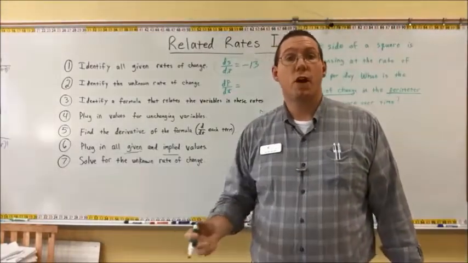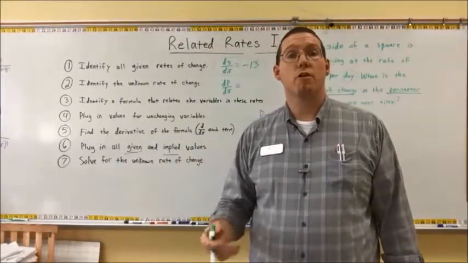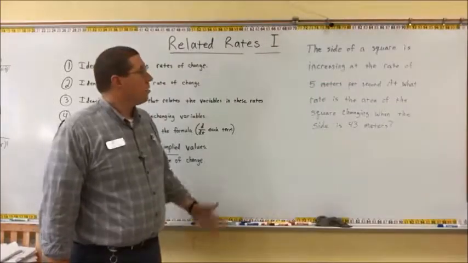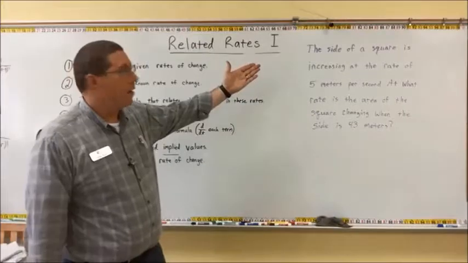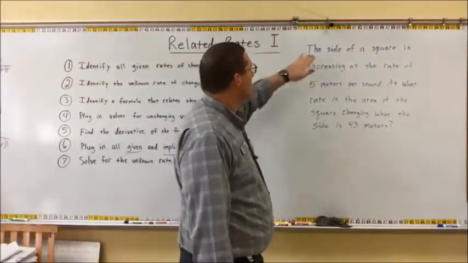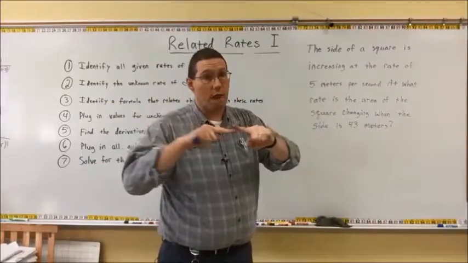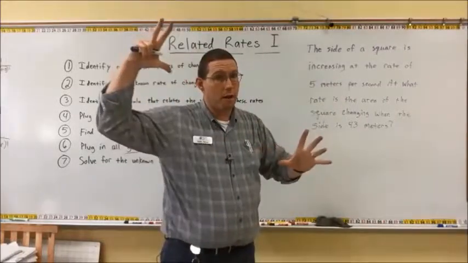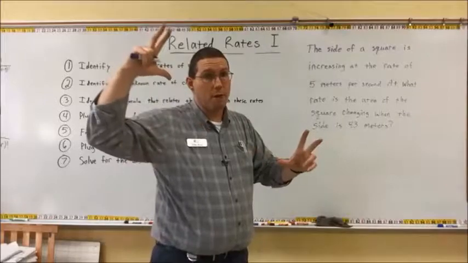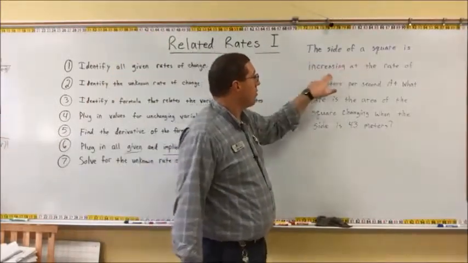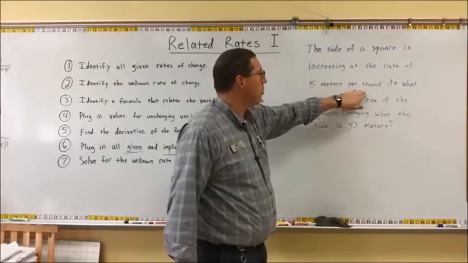Okay? Let's try another example using a square, only this time let's move on to area. All right, folks, dealing with a square again, only this time it says the side of a square is increasing. So the square is getting larger. The side is getting larger, so the whole square is getting larger, right? If the square is getting larger, then the area of the square is getting larger. The side of the square is increasing at the rate of 5 meters per second.